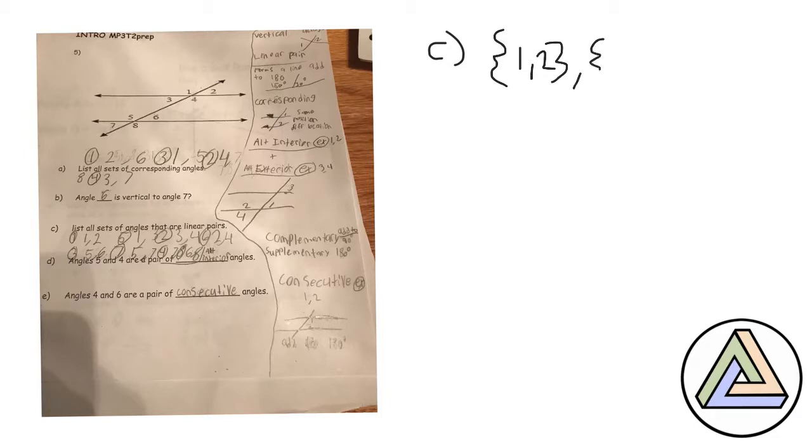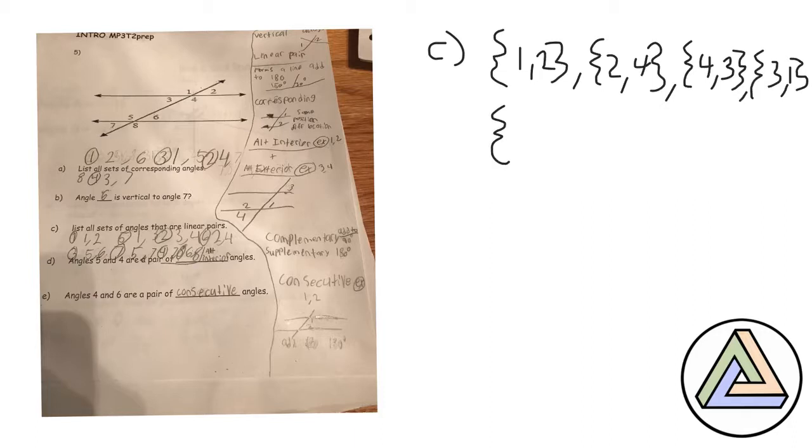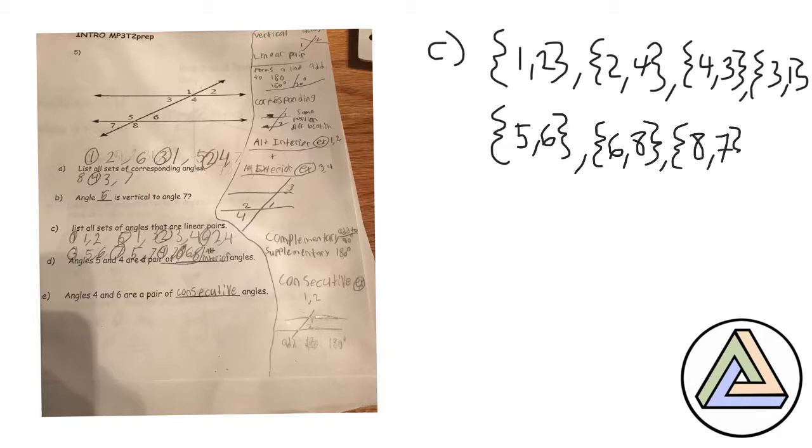We could see that 2 and 4 is a linear pair. We can see that 4 and 3 is a linear pair, and we could also see that 3 and 1 is a linear pair. And similarly on the bottom section here, we've got a whole bunch of linear pairs as well. We've got 5 and 6, we've got 6 and 8, we've got 8 and 7, and we've got 7 and 5. Good times. So that's the answer to that problem.